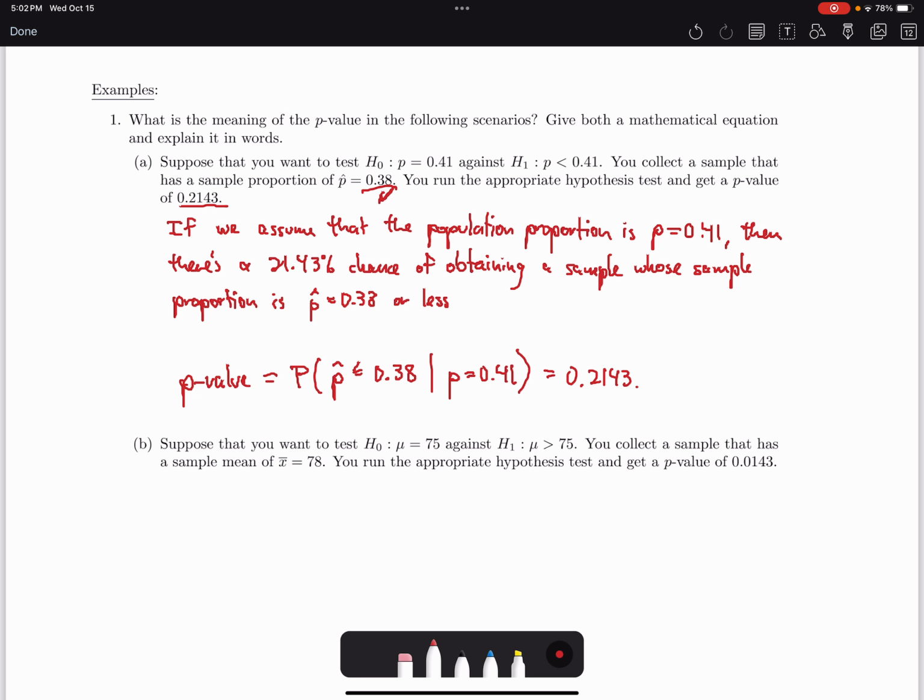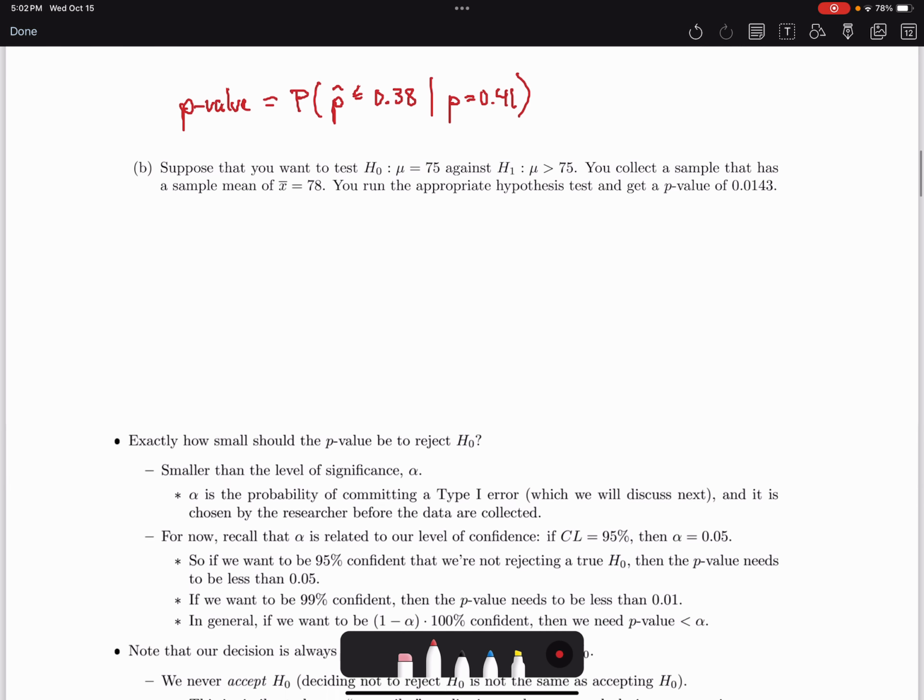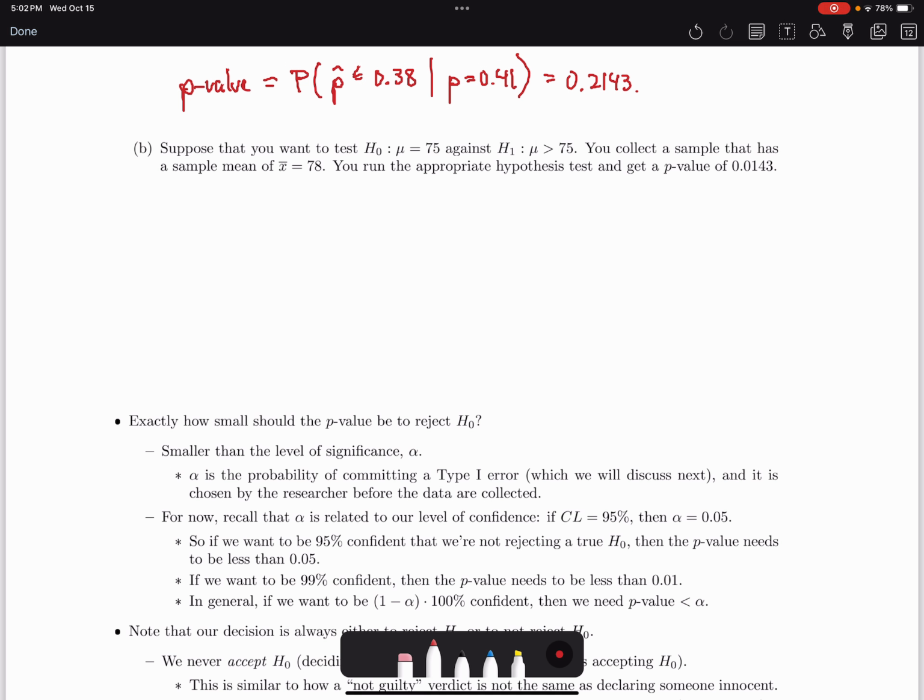Okay, part B. Suppose you want to test H null mu equals 75 against H1 mu greater than 75. You collect a sample that has a sample mean of x bar equals 78. You run the appropriate hypothesis test and get a p-value of 0.0143. We're asked to interpret this p-value. So go ahead and give the video a pause and write down your interpretation.